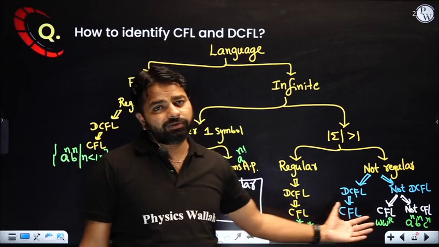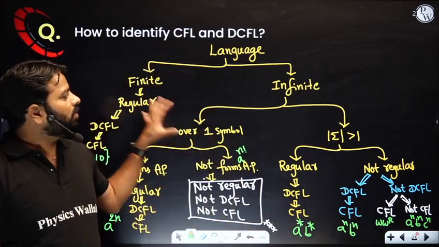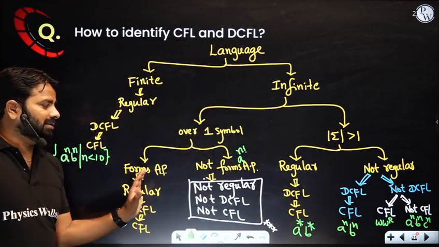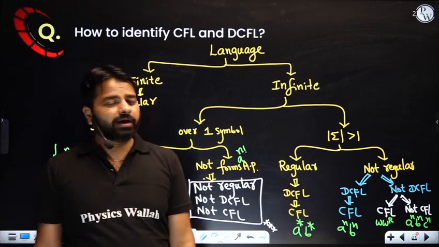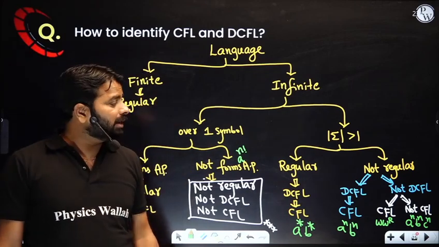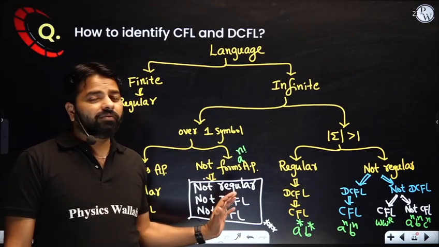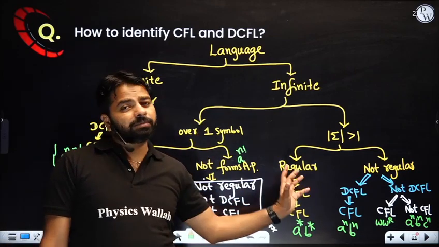which might be DCFL or which might be CFL. So you need to focus on all these different approaches to understand. But anyhow, this is not an algorithm, only the approach by which you can come up with a quick answer when you know the concept behind that.